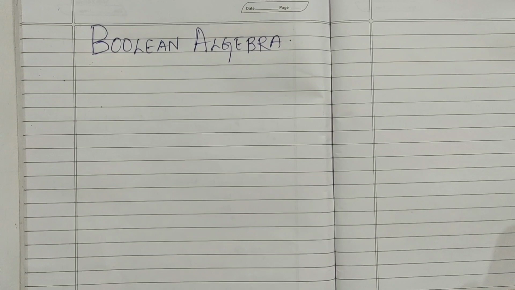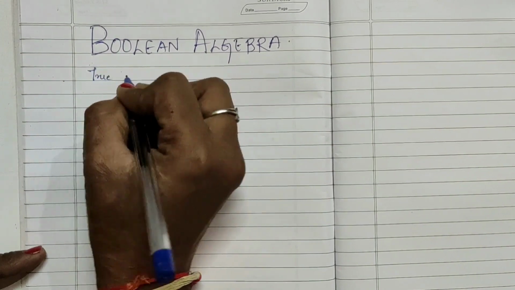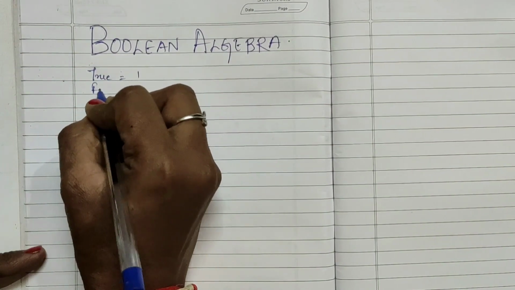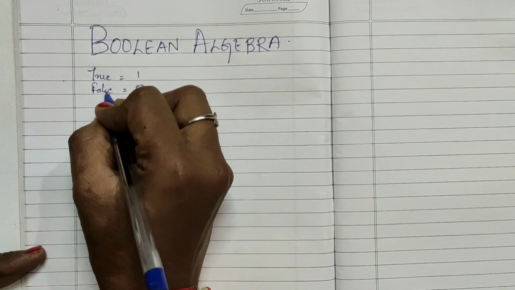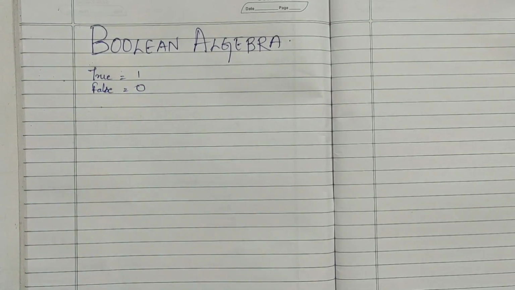So Boolean algebra is nothing but a binary number system, and in this the system or the equation can have only one of two possibilities, that is true or false. True is 1 and false is 0. So it has only two possibilities, which is true or false.